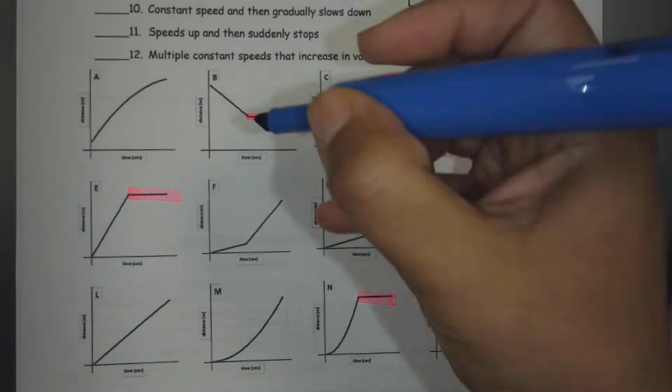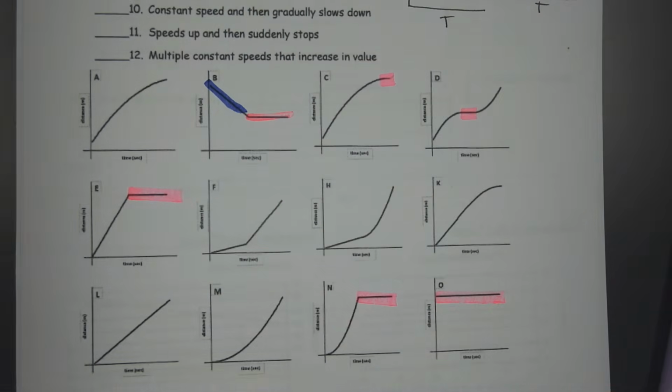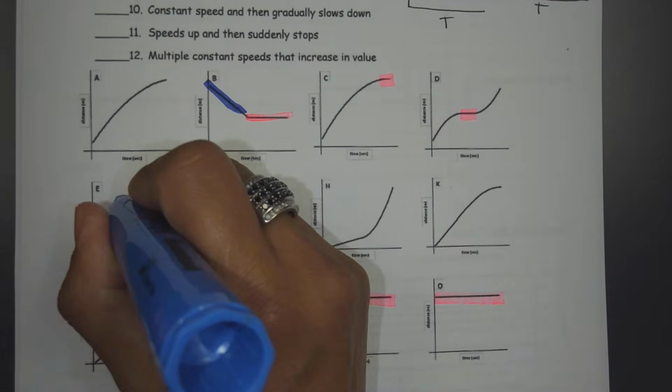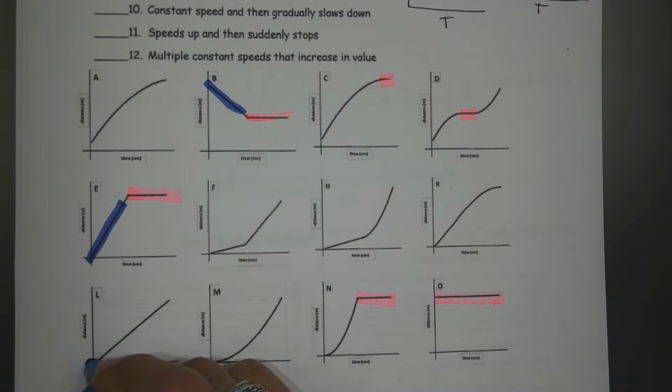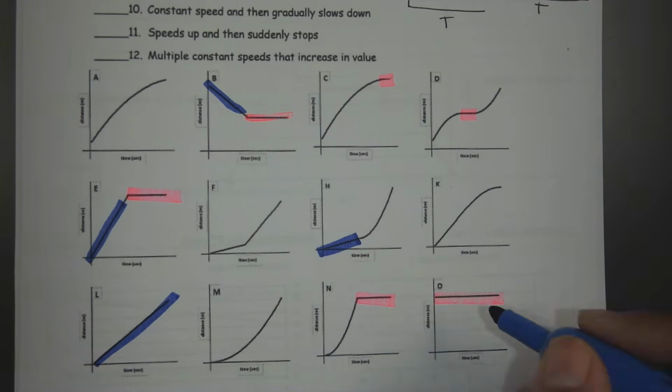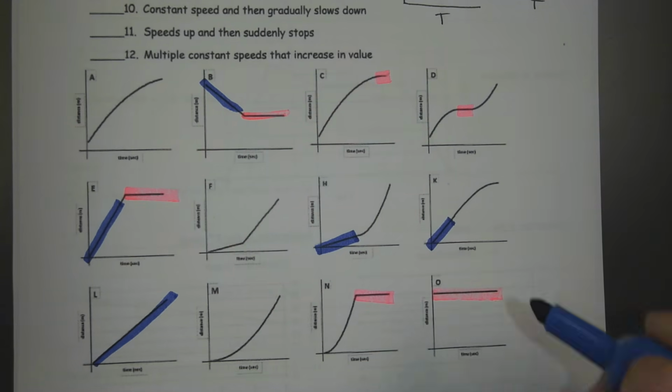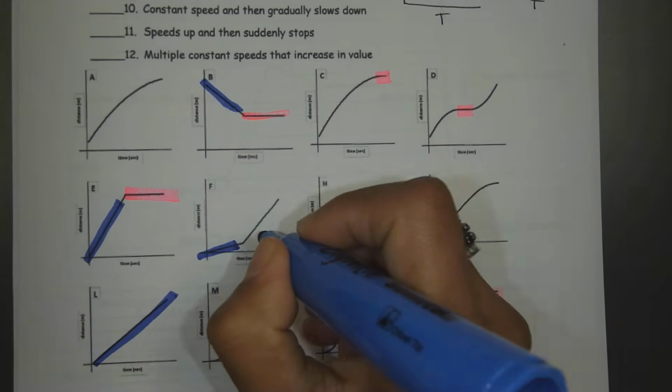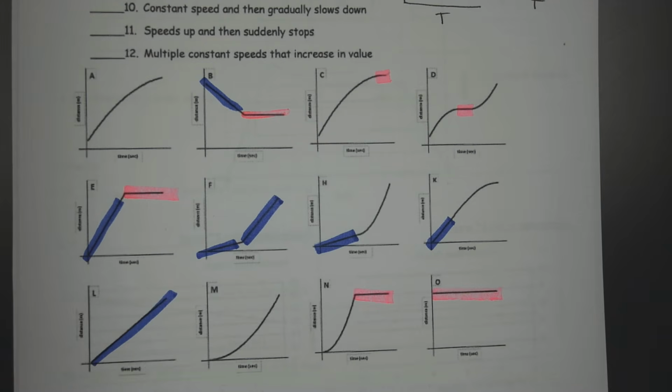For an example, letter B, a nice slope. Letter E, a nice slope. Letter L, the whole thing is one slope. Letter H, a slope. Letter K, a slope. But look at letter F. Not only one slope, but two slopes. It's like slope, slope. It just does that little quick turn. Okay, we did all the blues.